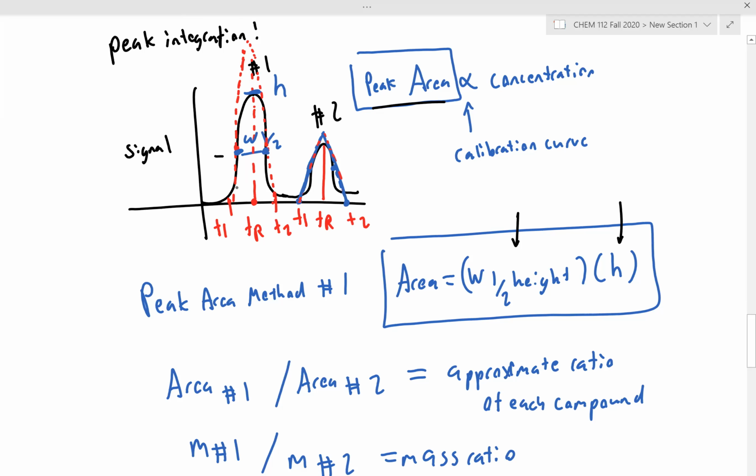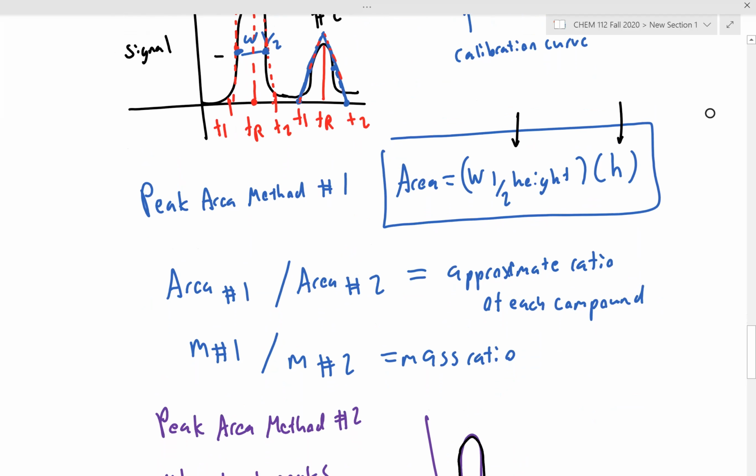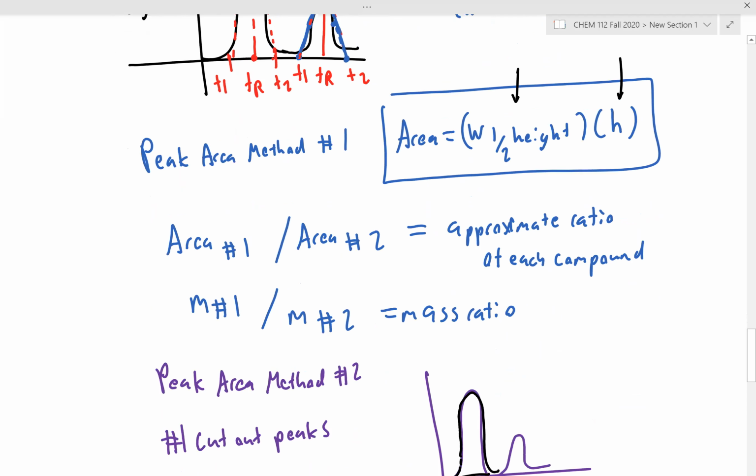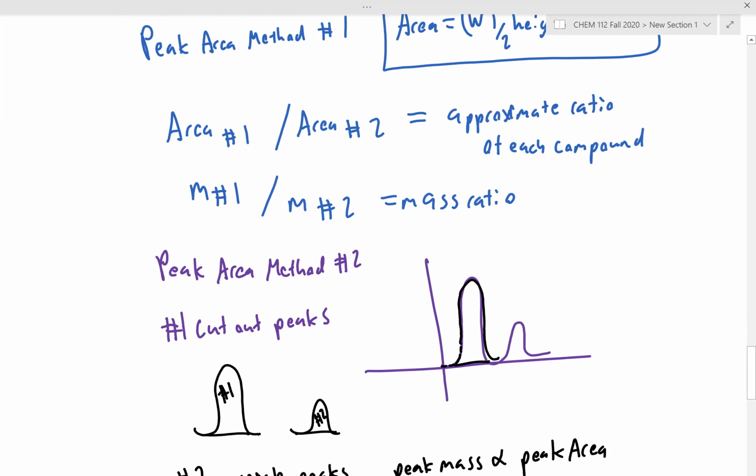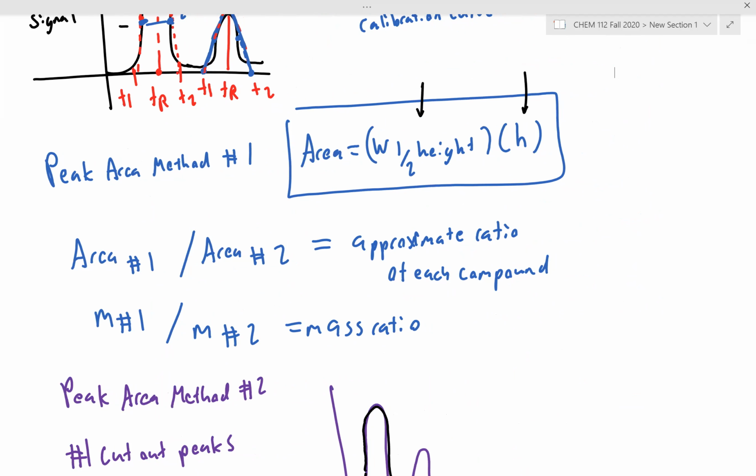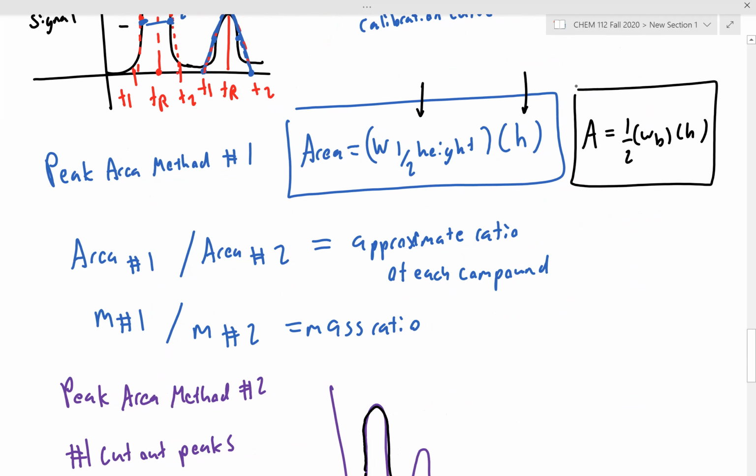The other method that we can use is to physically cut out our peaks and weigh the peaks. The other formula that you can use for the area is by taking 1/2 the peak width times the height. This formula is also commonly used. Both of these methods are valid, and both will give relatively reproducible areas. I would like you to perform the area calculations using both of these methods and then compare your results.